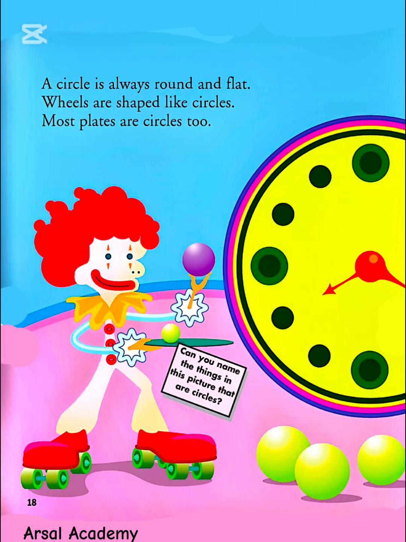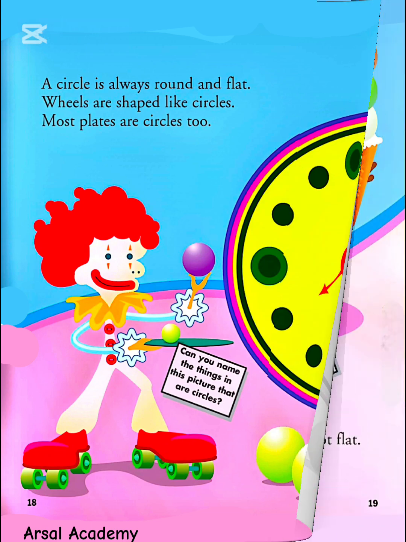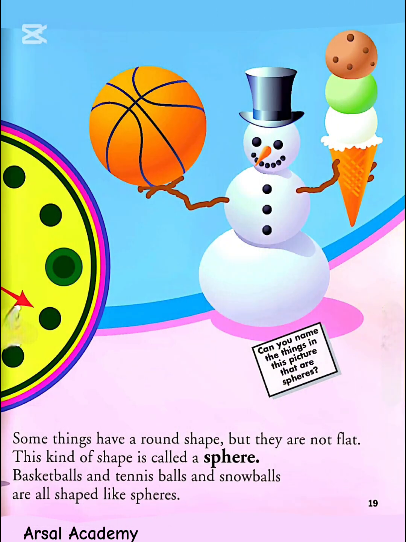A circle is always round and flat. Wheels are shaped like circles. Most plates are circles too. Can you name the things in this picture that are circles? Can you name the things in this picture that are spheres?